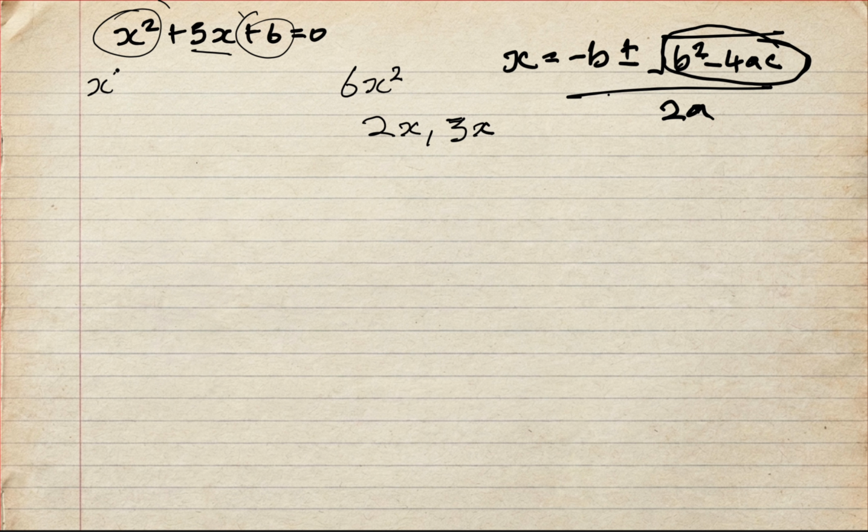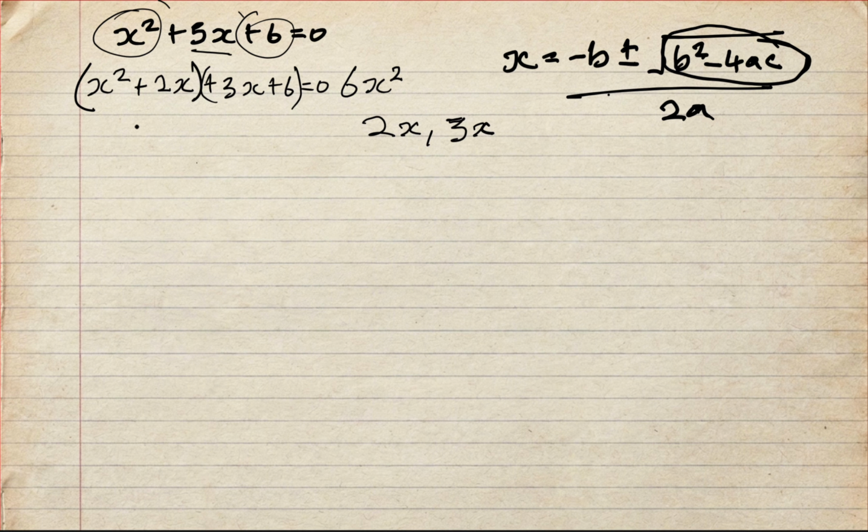So we have x squared plus 2x plus 3x plus 6 equal to 0. So we can now do some kind of bracketing like this.